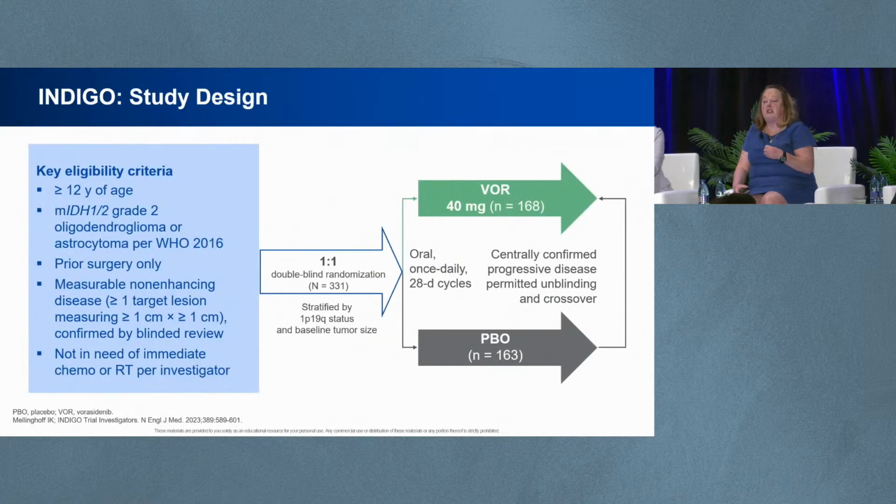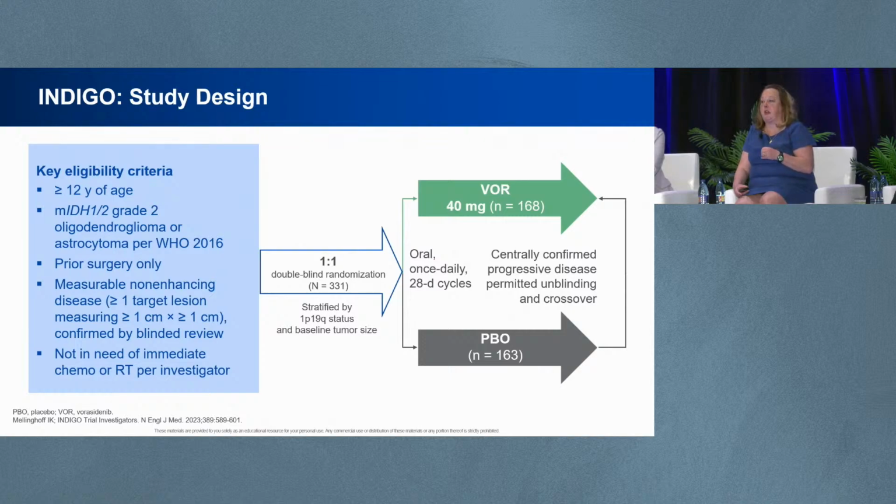The INDIGO study design, I'm sure many of you have already read the paper in the New England Journal of Medicine. These were the key eligibility criteria. It enrolled patients that had a mutant IDH1 or 2 glioma, WHO grade 2 by WHO 2016 guidelines, and they had to have a measurable non-enhancing lesion and could not have substantial enhancing disease. And they could not be in need of immediate chemotherapy and radiation.